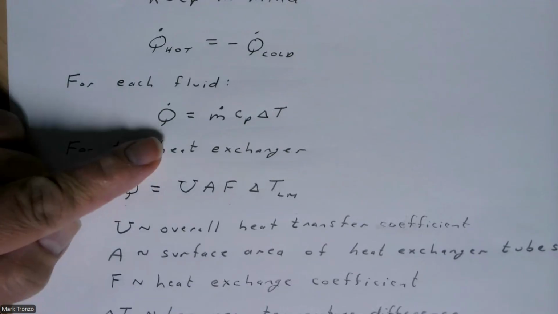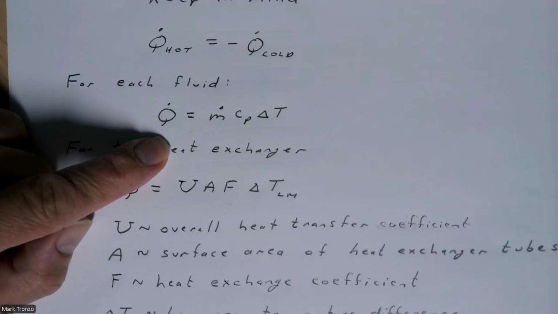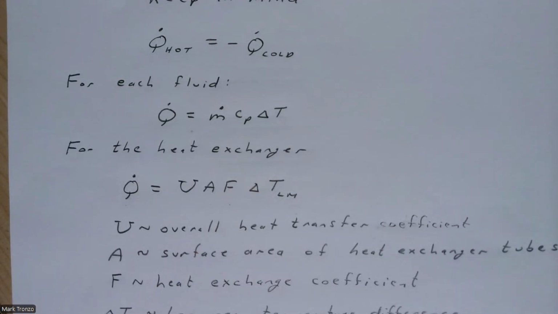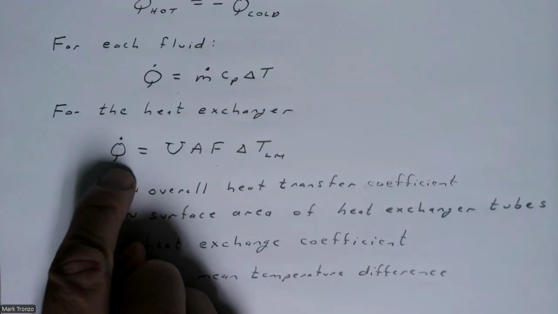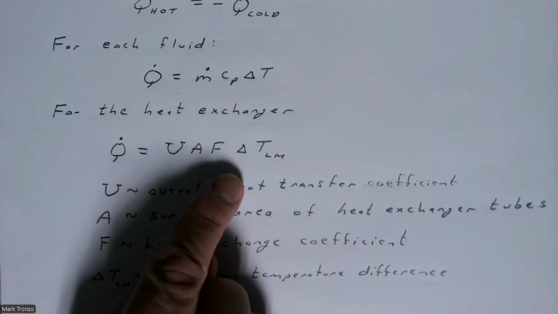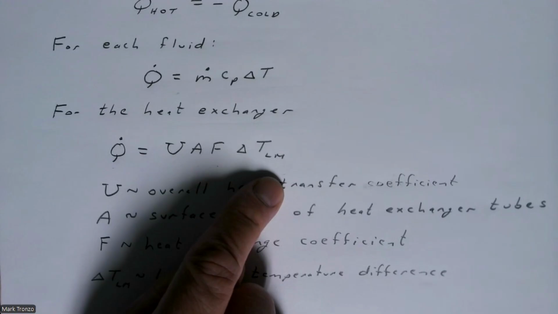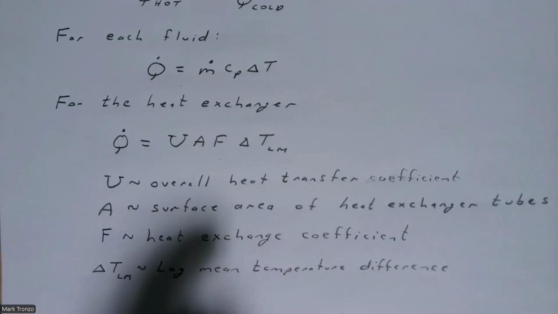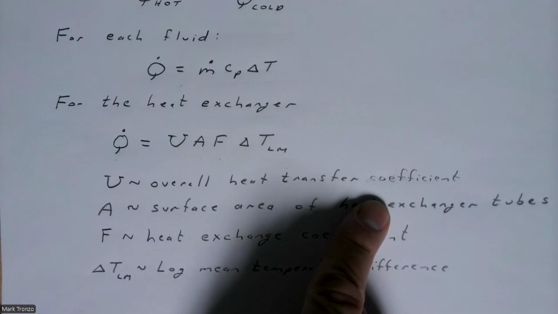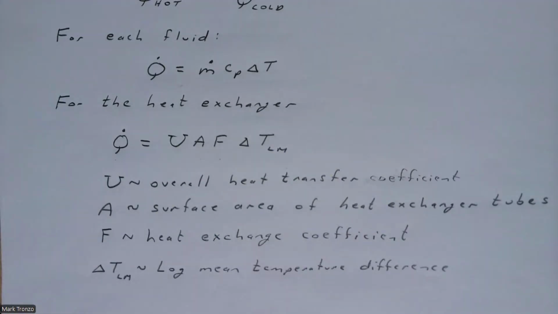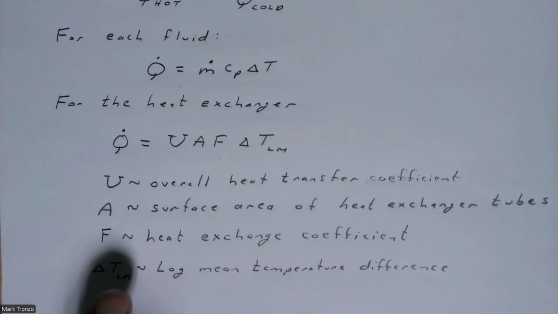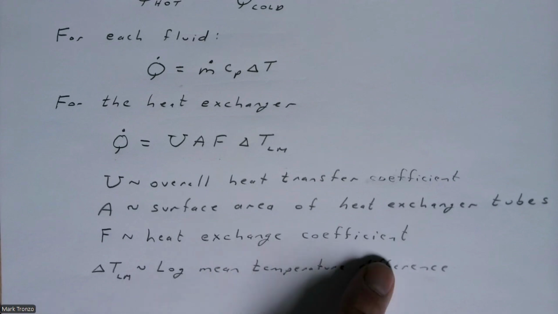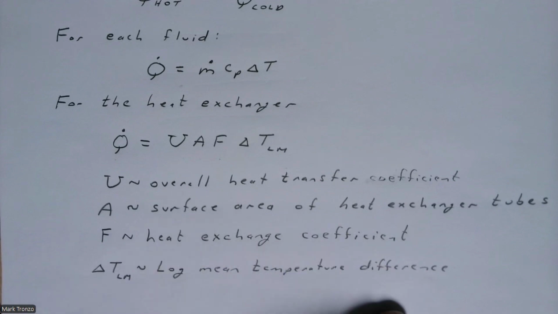And we can calculate the heat transfer for each fluid individually by using Q dot equals m dot Cp delta T. And then for the heat exchanger, we can calculate the heat transfer by using Q dot equals U A F delta T log mean, the log mean temperature difference. Now, U is the overall heat transfer coefficient. Again, that includes convection, conduction, fouling, etc. And A is the surface area of the heat exchanger tubes. F is the heat exchanger correction factor. And delta T LM is the log mean temperature difference.